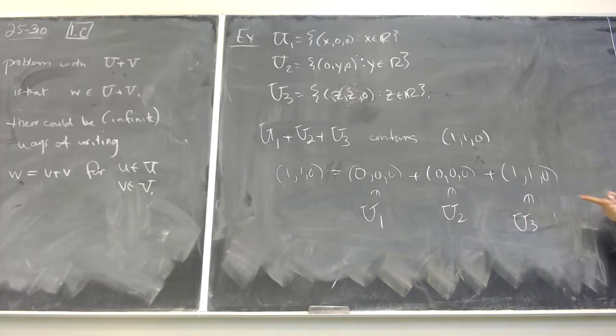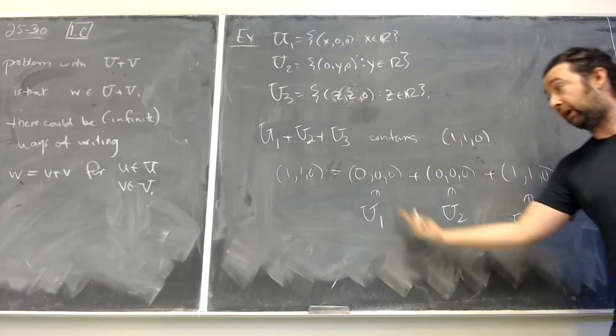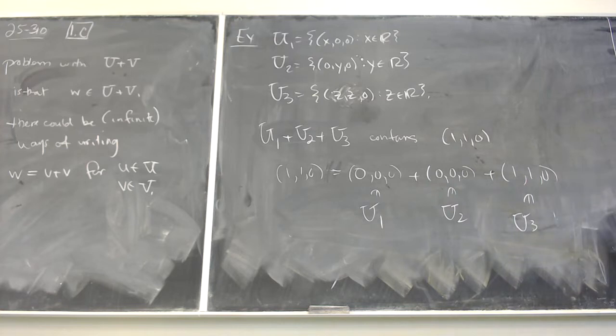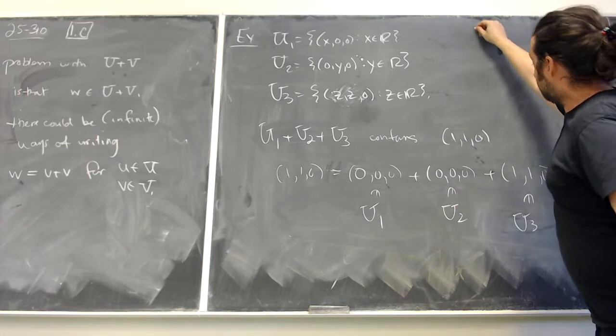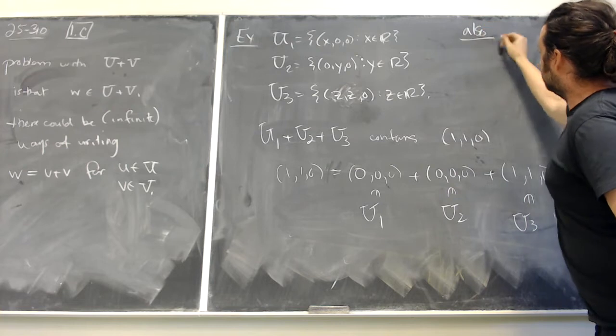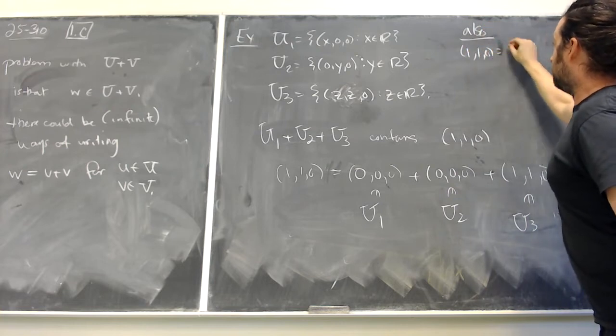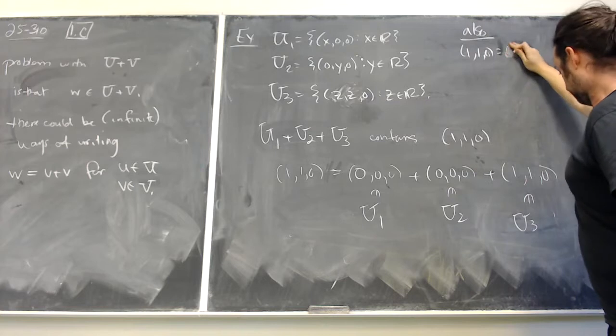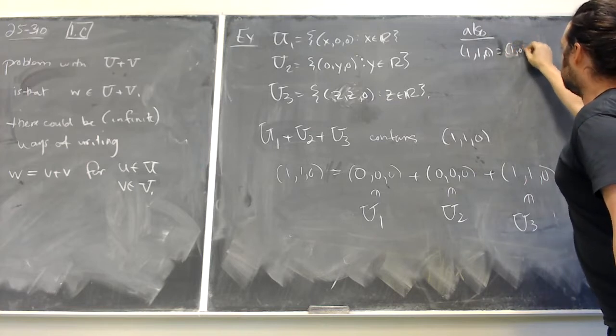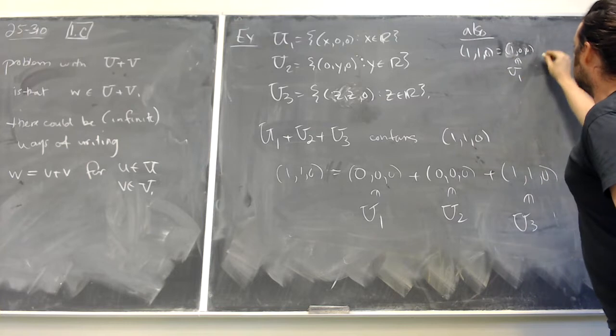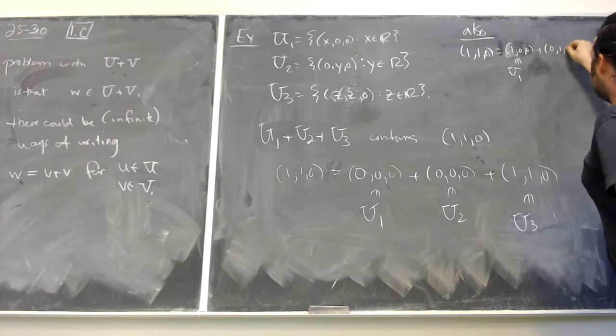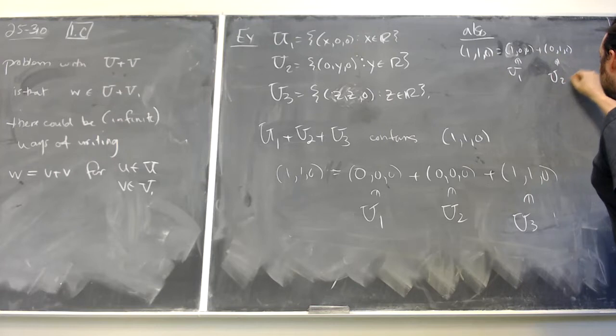That's one way of showing that this element is contained inside that sum, is to show, well, I can get it by adding the pieces together. The problem is I could do it lots of other ways. I could say, how about we let (1, 1, 0) also be equal to (1, 0, 0), that's an element of U1, plus (0, 1, 0), which is an element of U2, plus (0, 0, 0), which is an element of U3.